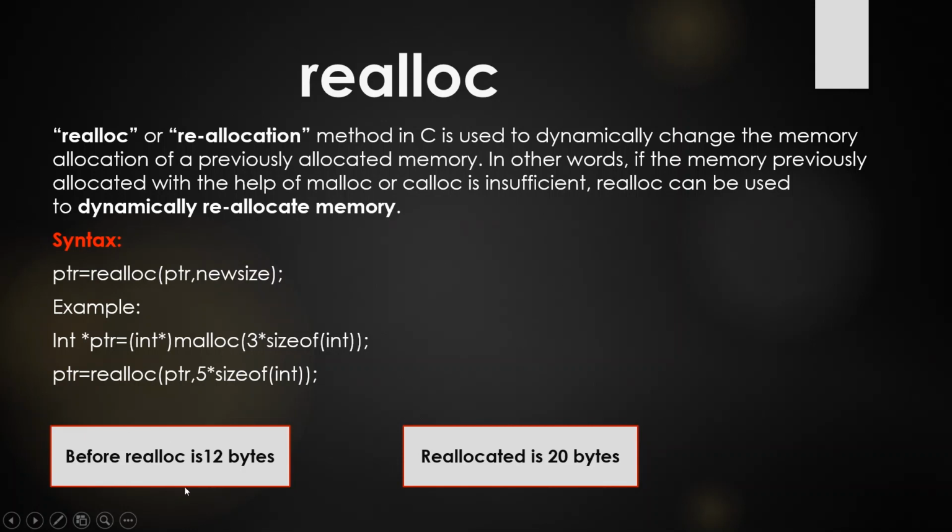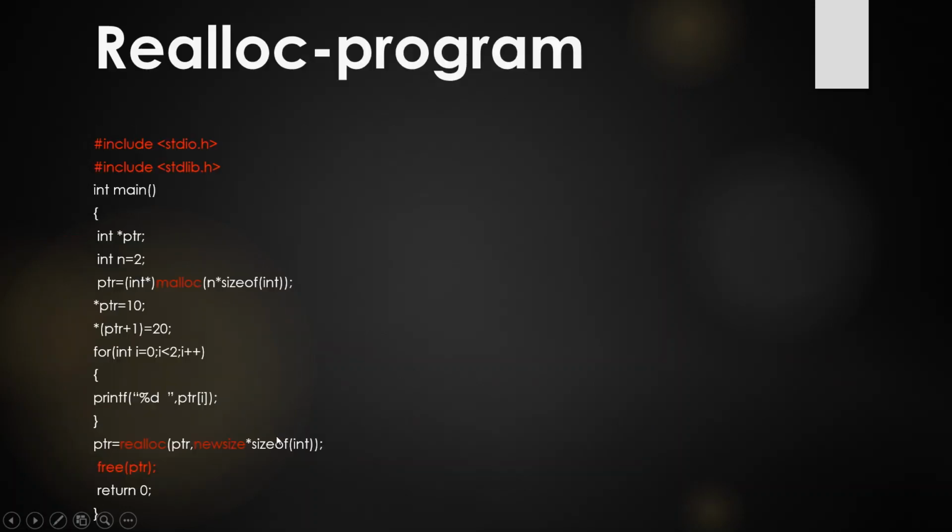First we created 12 bytes of single block memory before realloc. After that, while using realloc, I'm creating 5 into 4, 20 bytes of memory in a single block of memory in the heap. Clear? Realloc is mainly used for increasing the size of already dynamically allocated memory. That's the main use of realloc.